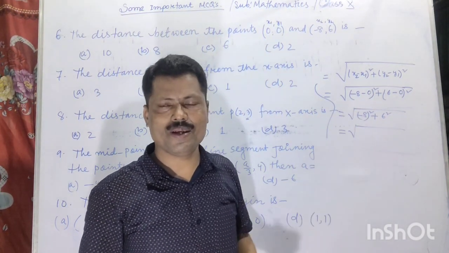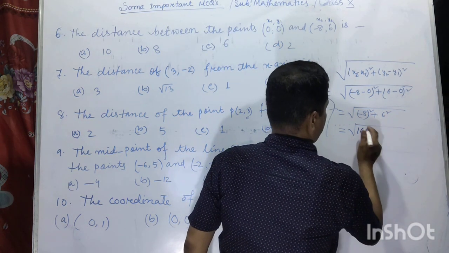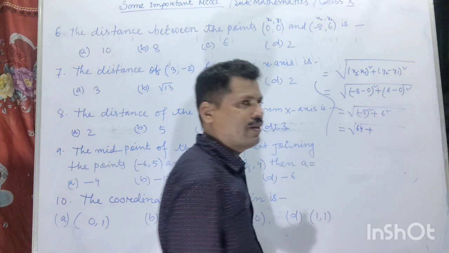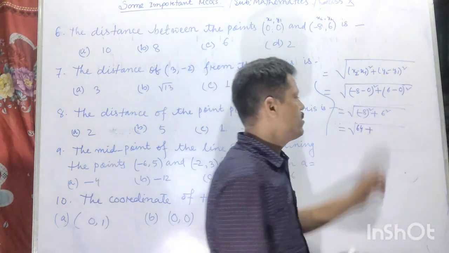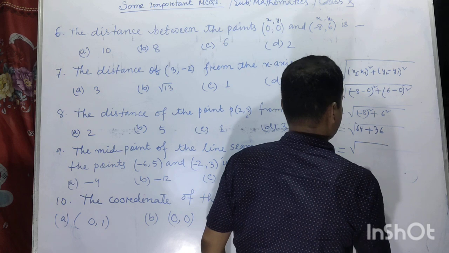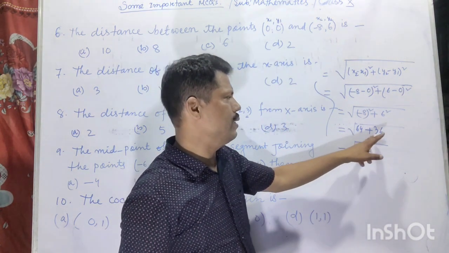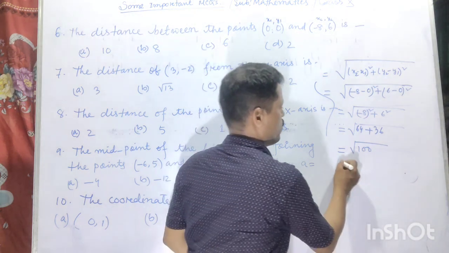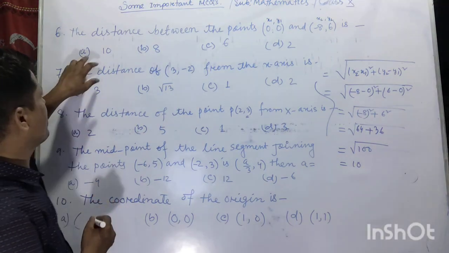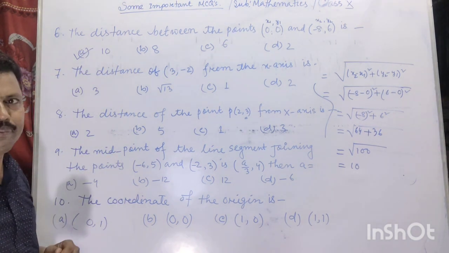8 square means 64, and 6 square means 36. So in total we are getting 100. Under root we get 100, and the square root of 100 is 10. So which option is correct? Option A is given as 10. So option A is correct.